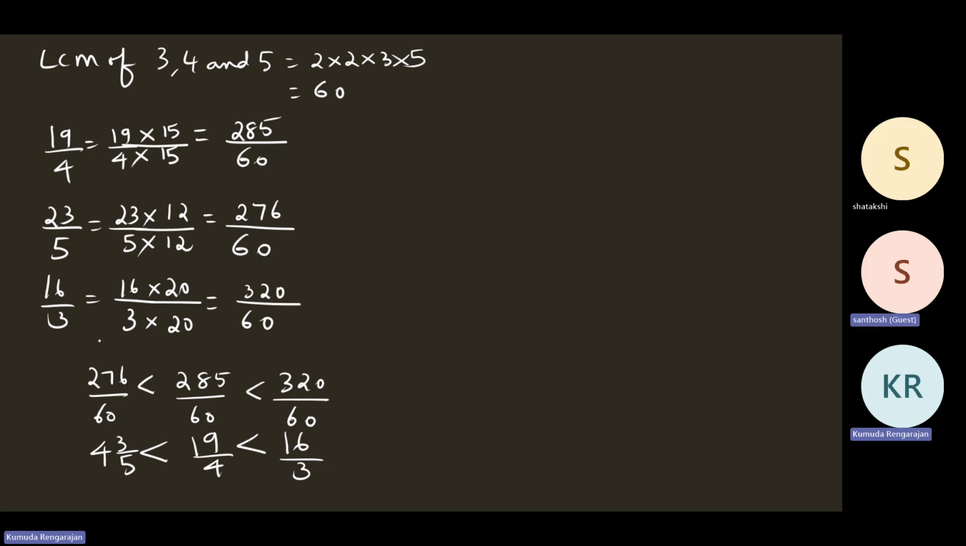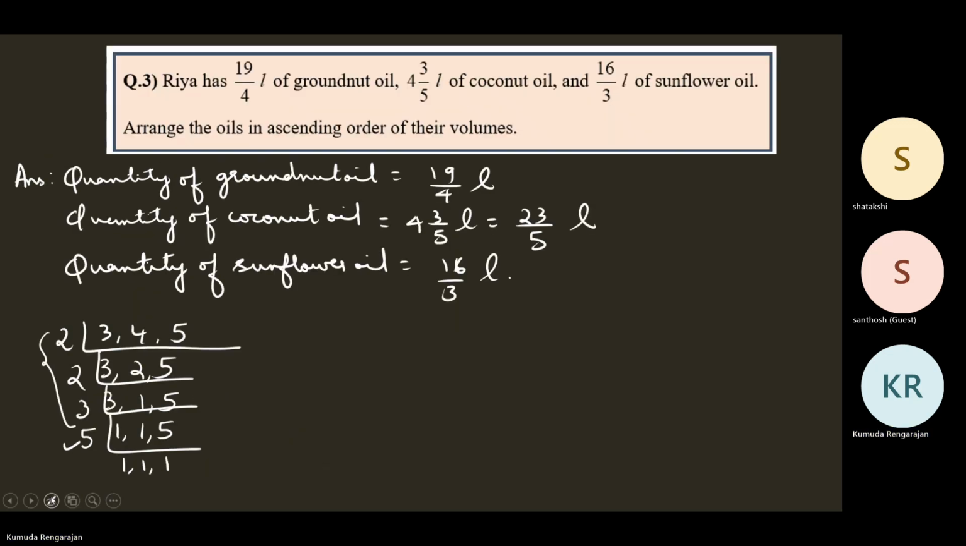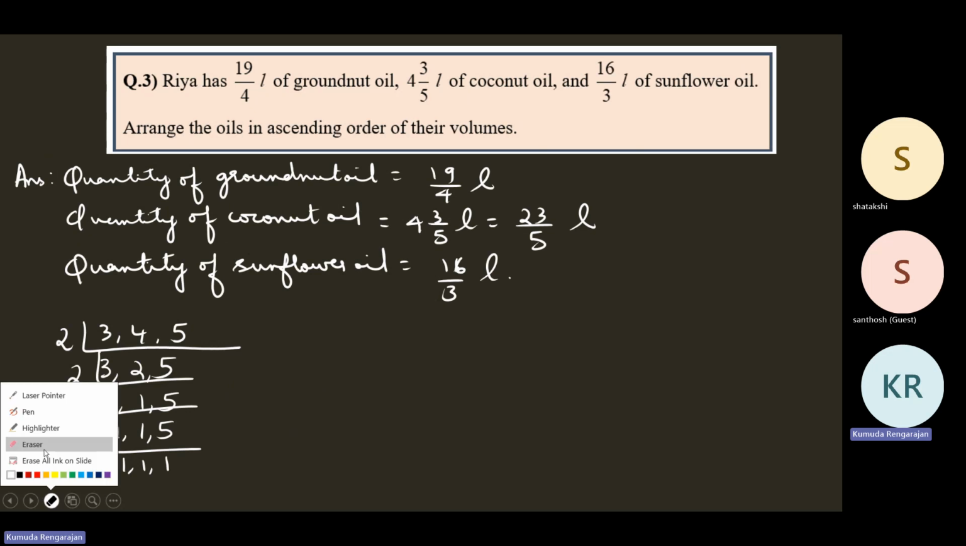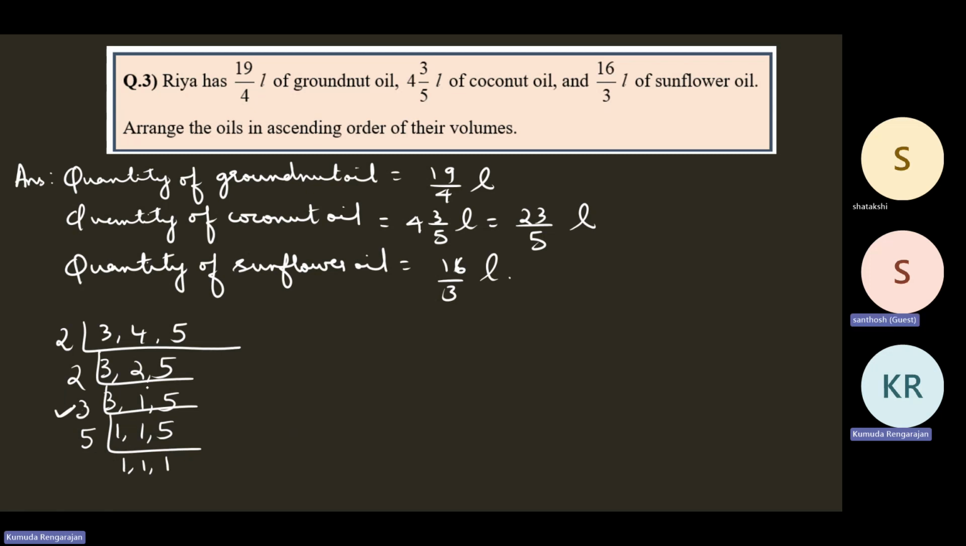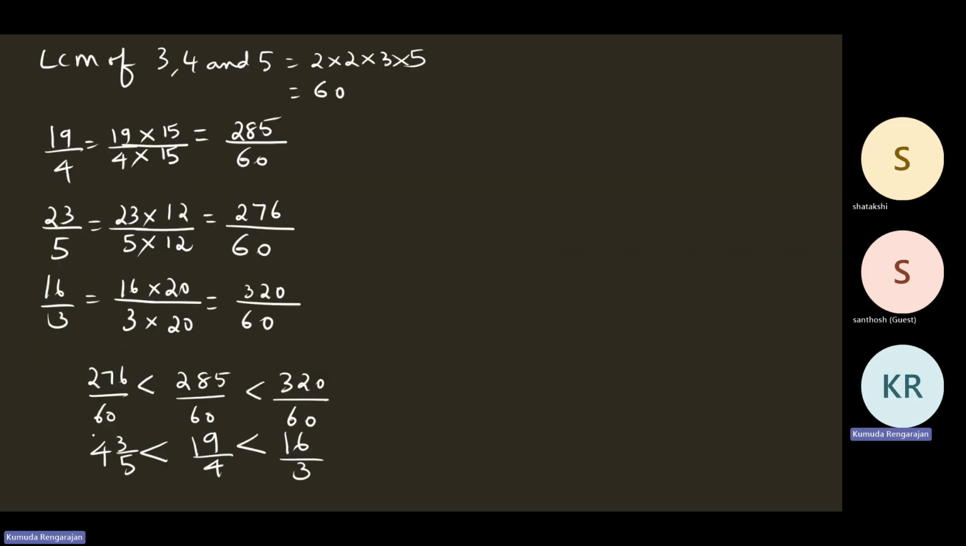In 16 by 3, the denominator is 3. And we have 3 here in the working where we find the LCM. Leave that. Find the product of the remaining numbers. So the remaining numbers are 2, 2, and 5. So 2 2s are 4, 4 5s are 20. So you need to multiply the numerator and denominator by 20. Do this. The denominators will be the same now. 60 everywhere. Whatever is the LCM will be the denominators in all the three fractions.